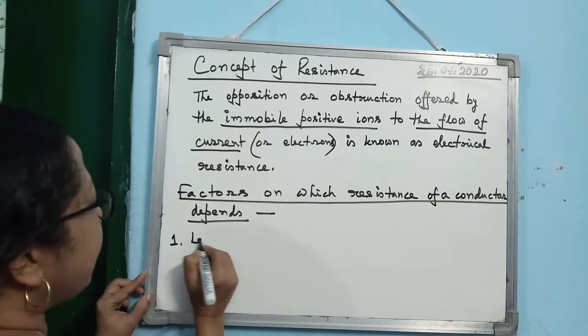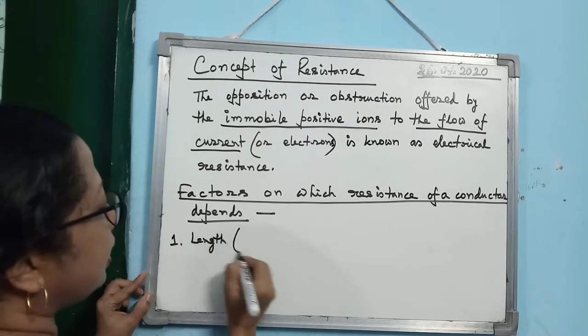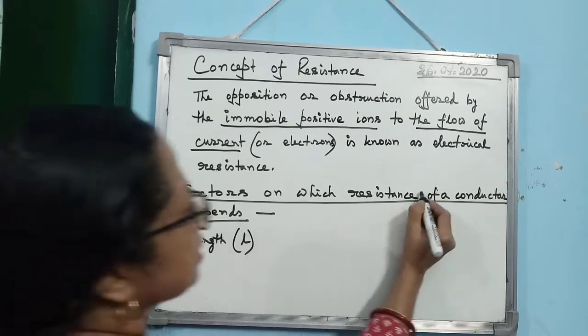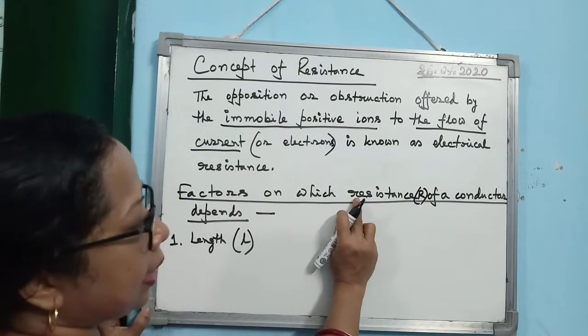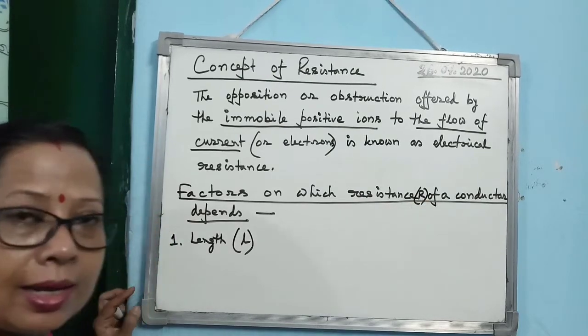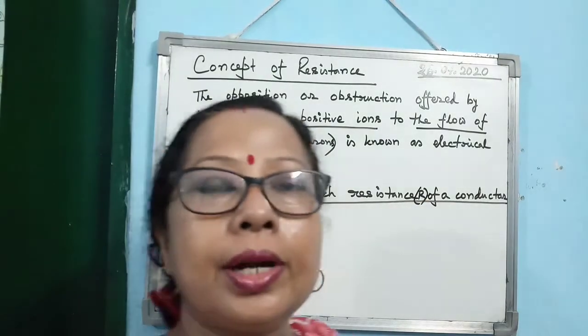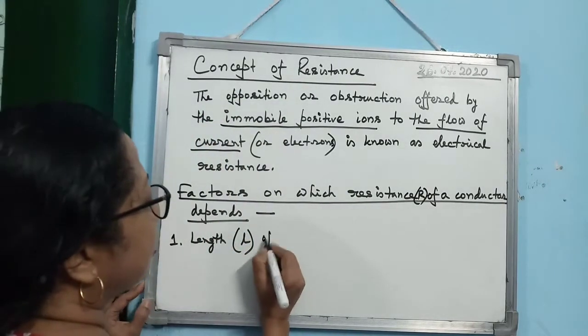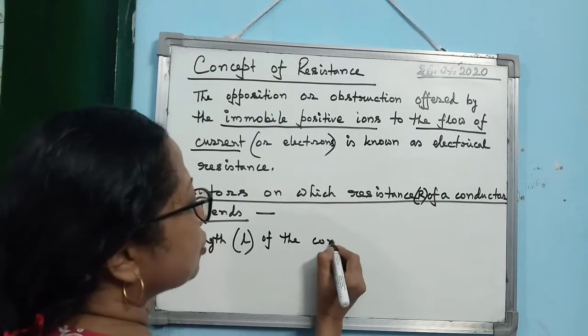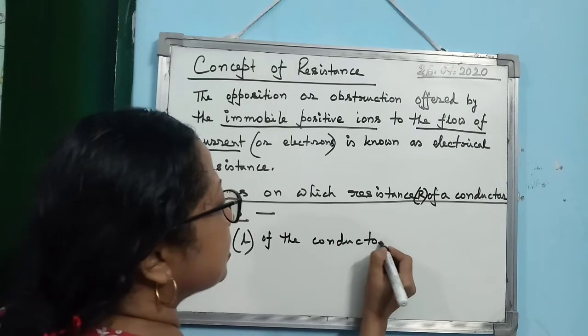Now, factors on which resistance of a conductor depends. First is the length of the conductor. Let us denote resistance by R. The moment you write resistance with R in brackets, every time you don't have to use the word resistance, you can write R only. Length of the conductor is the first factor on which resistance depends.